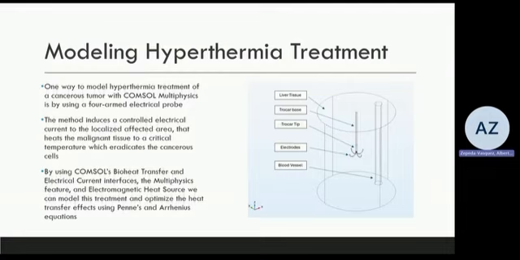The aim of this simulation was to capture the essence of hyperthermic treatment in a simplified model of the human liver using a four-arm electrical probe and scrutinizing the effects of heat transfer, distribution, and thermal damage using the fundamentals of Pennes' and Arrhenius equations. All this was possible with the use of the COMSOL Bioheat Transfer and Electric Currents interfaces, as it is capable of incorporating Pennes' and Arrhenius equations to evaluate the heat distribution and thermal damage effects, respectively.